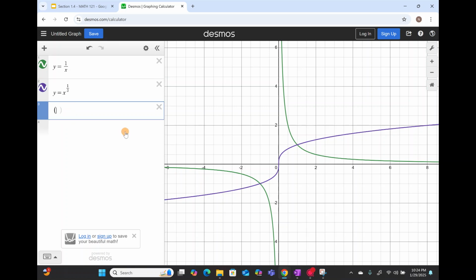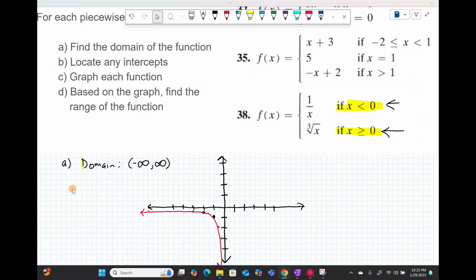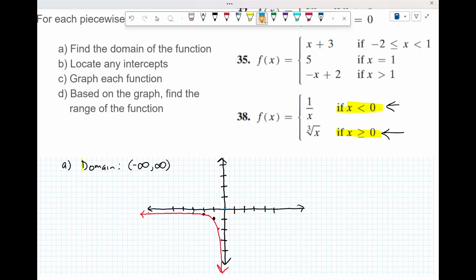And so we have 0, 0. If I plug in 0, the cube root of 0 is 0. If I plug in 1, the cube root of 1 is 1. And if I plug in 8, the cube root of 8 is 2. And again, I'm just going to label all these so you guys can see them. All right, so I'm going to plot those points starting at 0, 0. Then I have 1, 1. And then I have 8, 2.